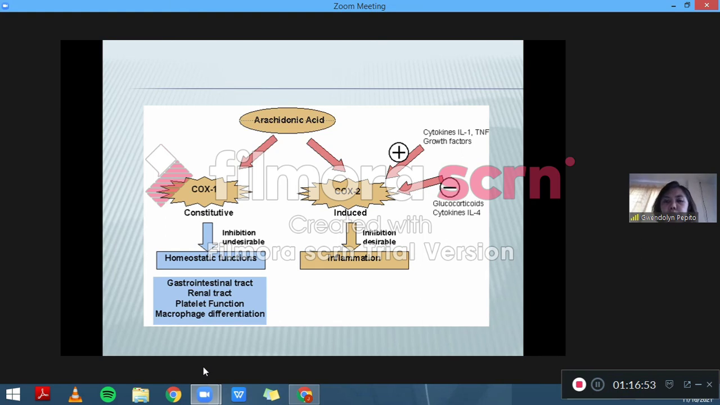What's important is also to take note that glucocorticoids can suppress your COX-2 pathway. That's the part where steroids are important in the control of inflammation in the body.